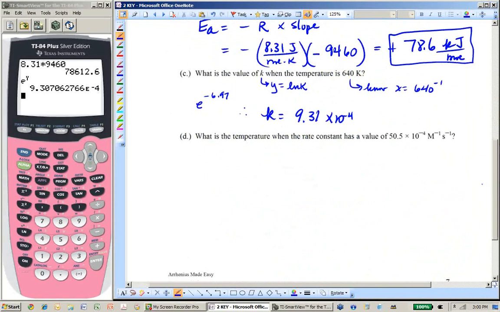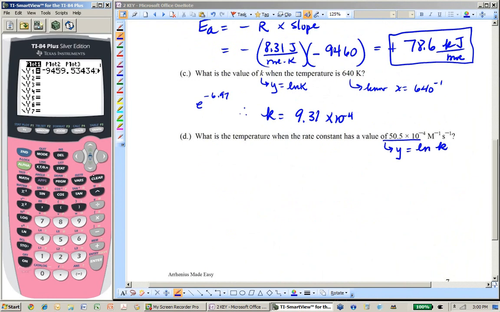What is the temperature when the rate constant has a value of 50.5 times 10 to the minus 4? So here's my rate constant. That's a Y, but it's going to equal the natural log of that K value. So come to your Y equals, because you know the Y. Leave that regression in there because you have to go get it back if you didn't. And take ln of 50.5, second EE minus 4. Try to type it right this time. Graph it. If we have an intersection, we're good. If we don't, we zoom out.